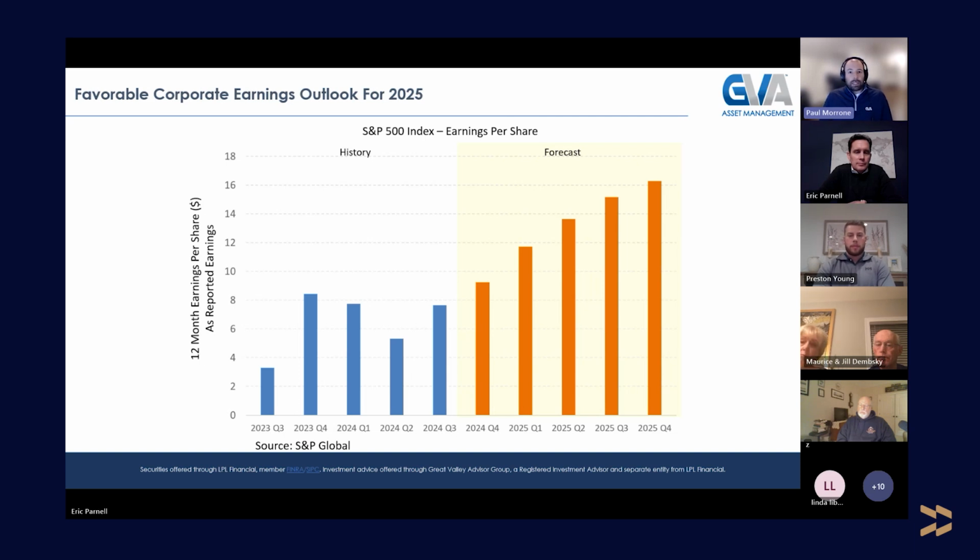The longer term CDs pay more than the shorter term, and it makes perfect logical sense that you're tying up your money for longer. You should get a higher premium for that. In this environment that we're in, it is unique in that sense.